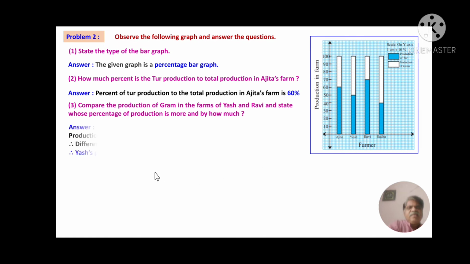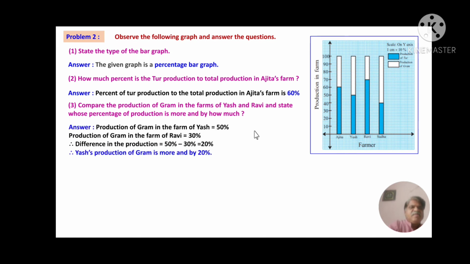So we get that the production of gram in the farm of Ash is 50%, as I said to you. Production of the gram in the farm of Ravi is 30%. What is the difference between these? 50% minus 30%, that leads to 20%. So Ash's production of gram is more, and it is by 20%.